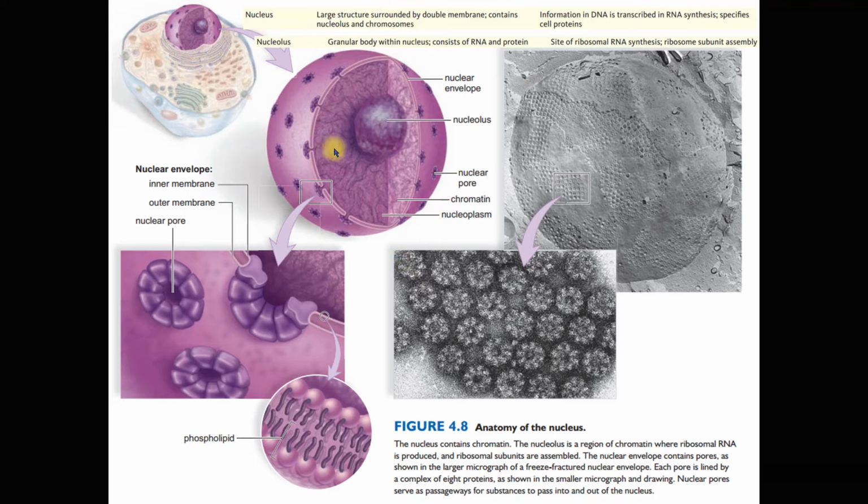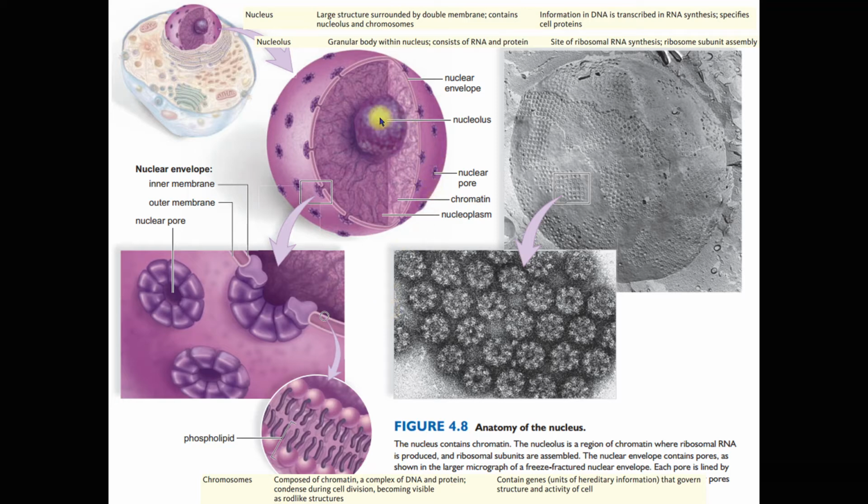And then we have the nucleolus structure here. It is a granular body within the nucleus, and this nucleolus consists of RNA and protein. The nucleolus is the site of transcription, or the site for ribosomal RNA synthesis. It is also the site where the ribosome subunits are assembled, and eventually the large and small subunits of the ribosome will exit the nucleus and travel into the cell cytoplasm.